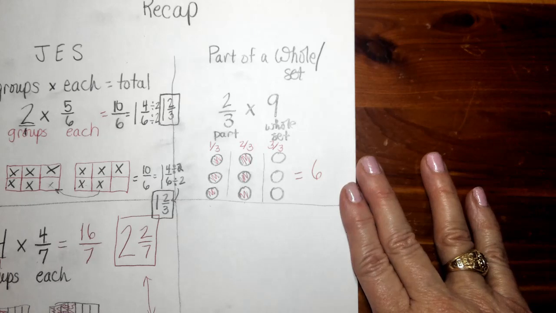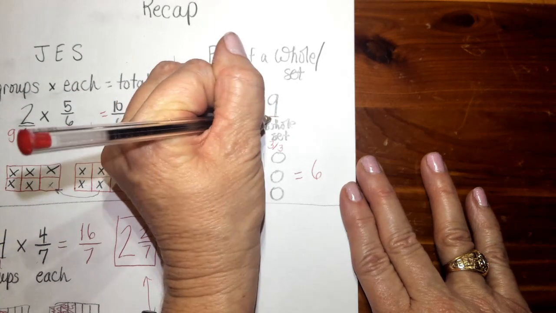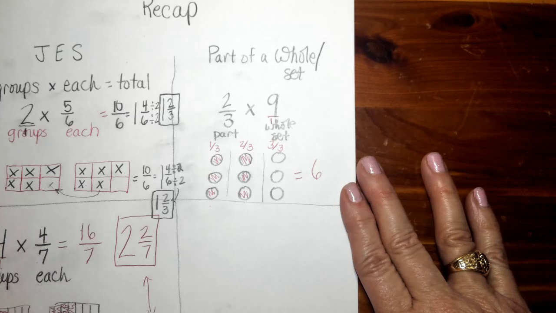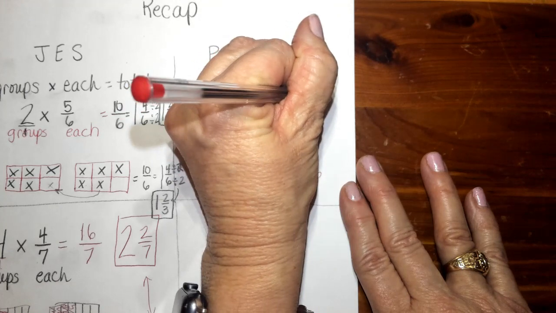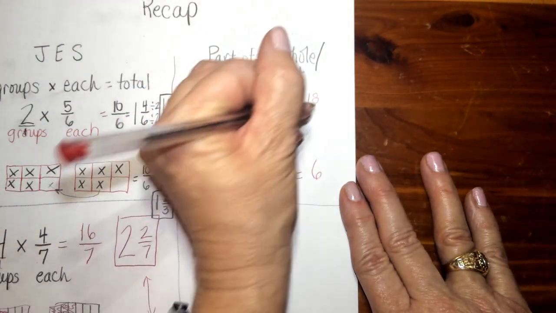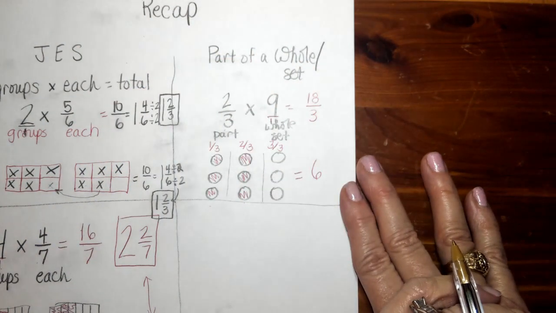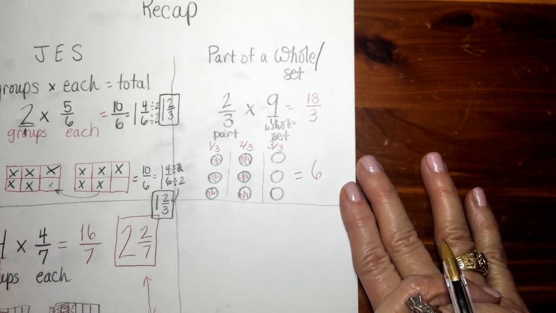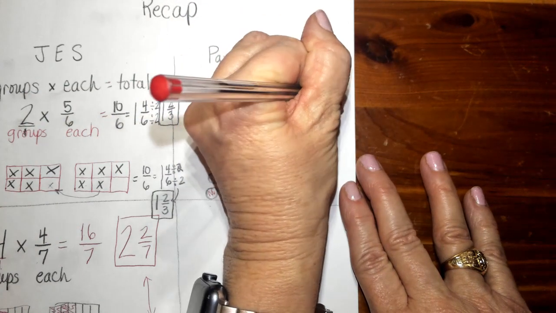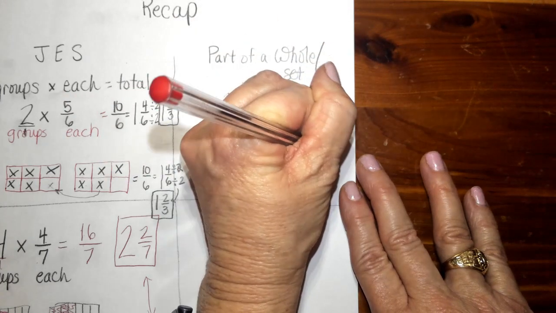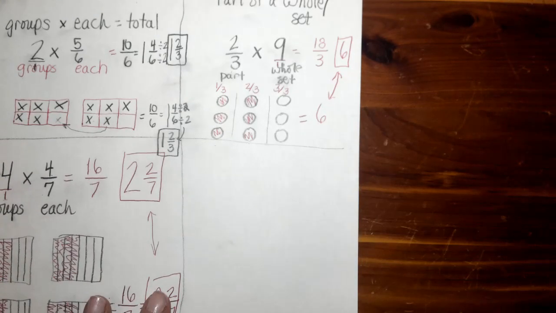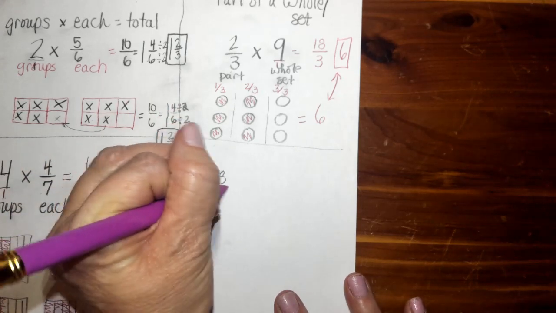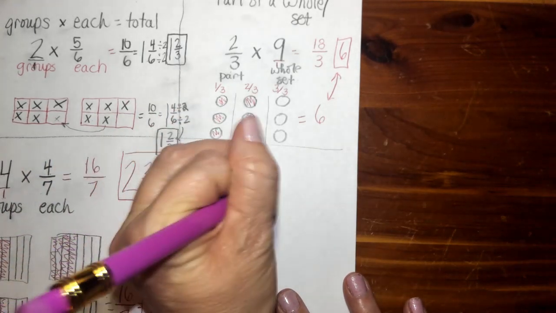Now if I were to go back and do the algorithm, again, I'm going to put a number 1 over the number 9, and I'm going to multiply numerator times numerator to get 18, and denominator times denominator to get 3. And if I divide 18 divided by 3, I will end up getting 6, which is the same exact answer that I got here. So that's making me feel really good about things. Let's try another one. This time, let's try 3/4 times 12.